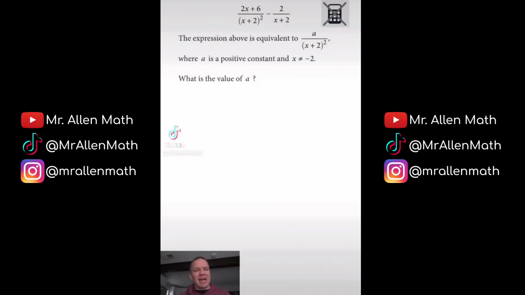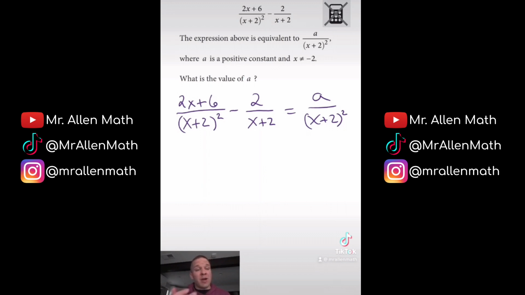That was dope. The expression above is equivalent to a divided by the quantity x plus 2 squared, where a is a positive constant and x cannot equal -2. That's a domain restriction. It's making sure that this expression here is defined. What is the value of a? Well, since that expression above is equivalent to a divided by x plus 2 quantity squared, I can set up this equation. All right, so now I have what's called a rational equation.